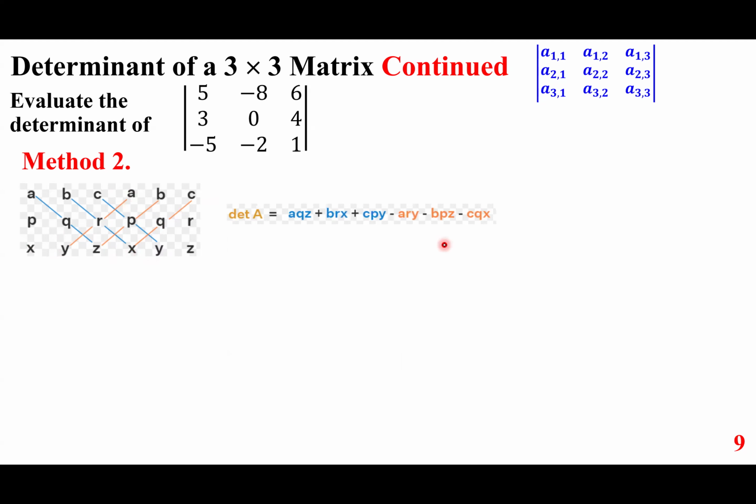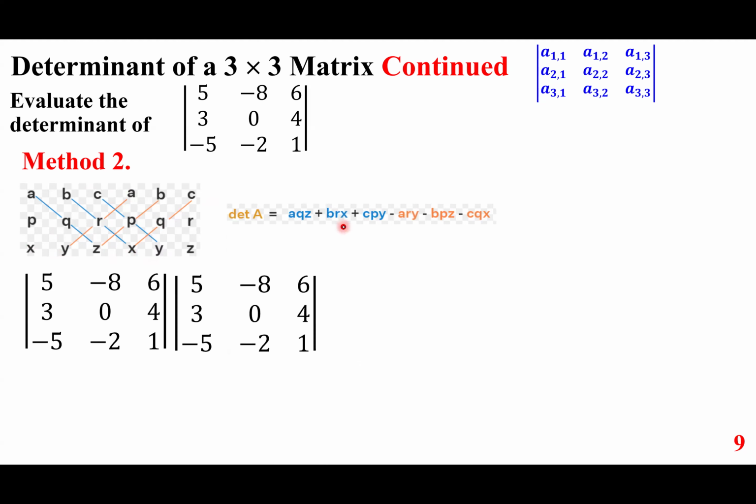So this is how we write it, but you don't have to memorize this at all. Let's look at what we do. We put those next to each other. So we're starting with 5 and we go down diagonally. So that's 5 times 0 times 1 plus negative 8 times 4 times negative 5 plus 6 times 3 times negative 2.